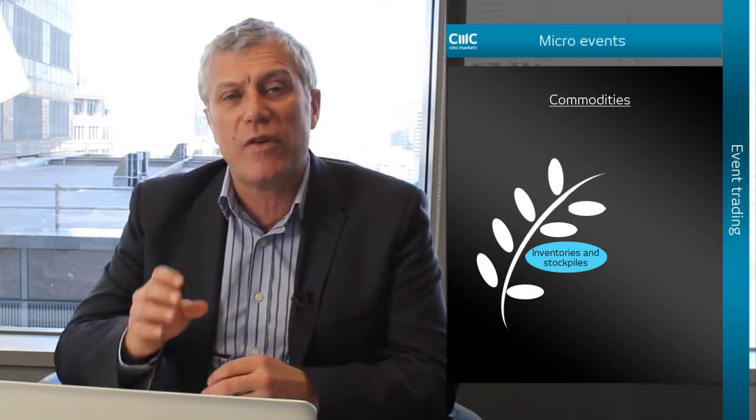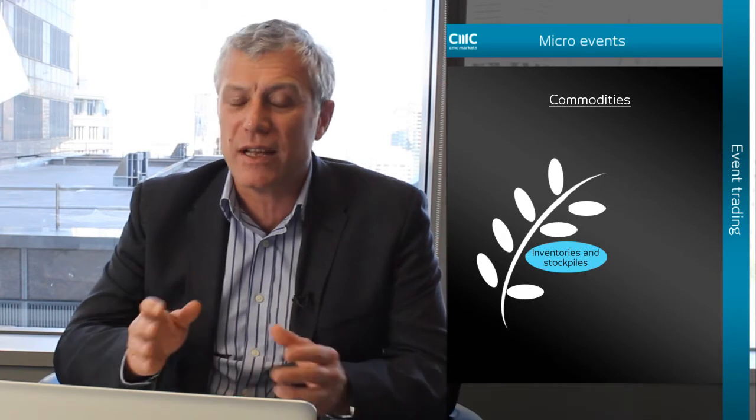But commodities too can be affected by micro events. We regularly see reports on inventories and stockpiles in specific commodities. And of course, this can change the view of the market. An example is the regular reporting of US crude oil and refined products each Wednesday. And where inventories are much larger than expected or smaller than expected, this can have a direct impact on the price and therefore is a trading event.